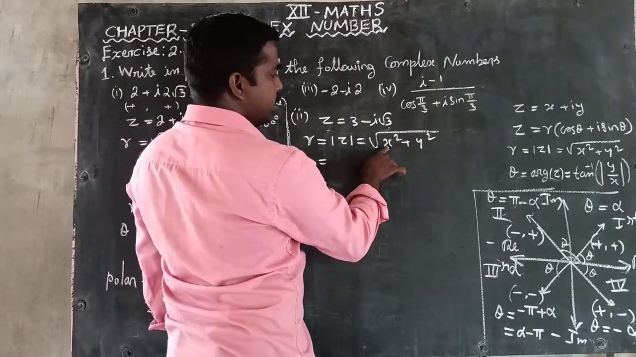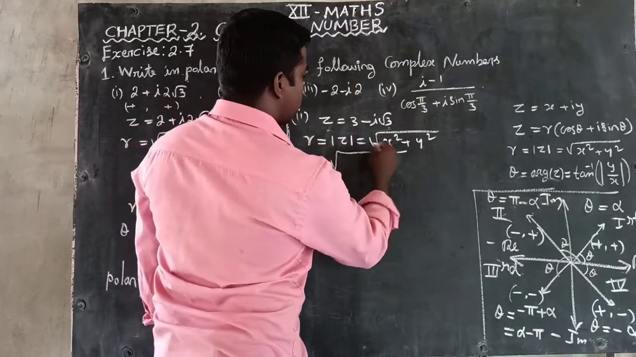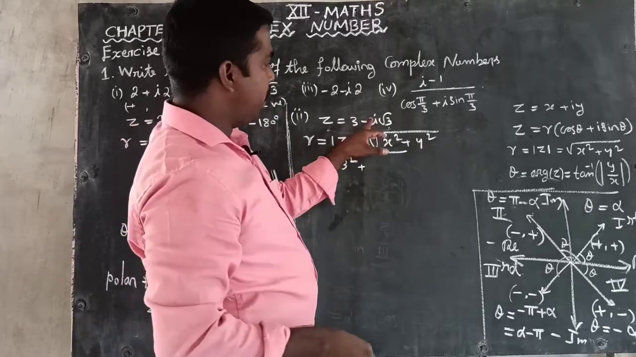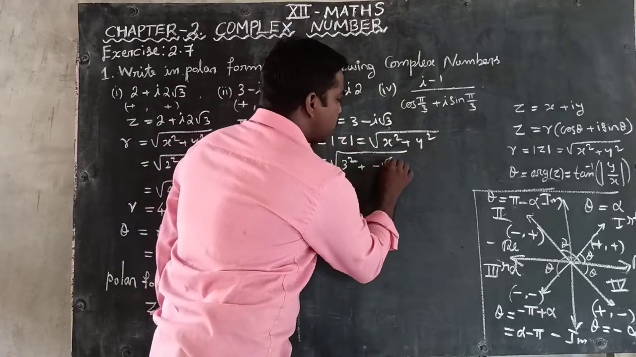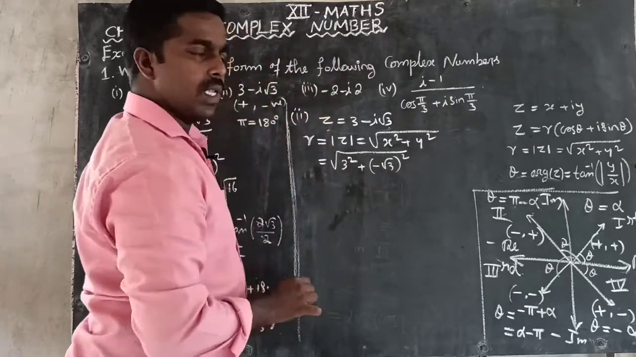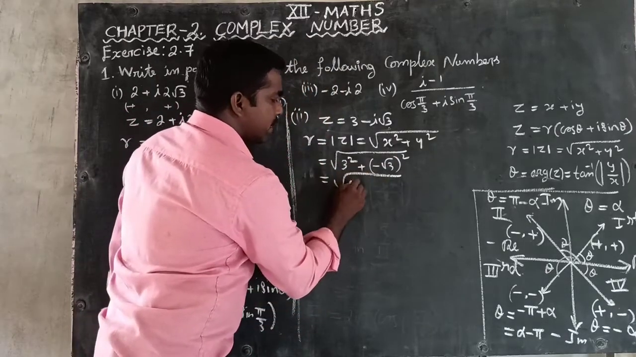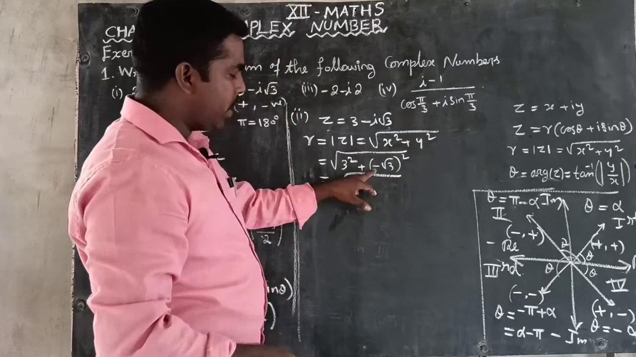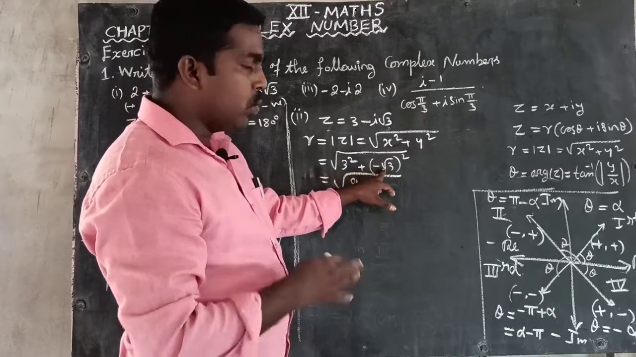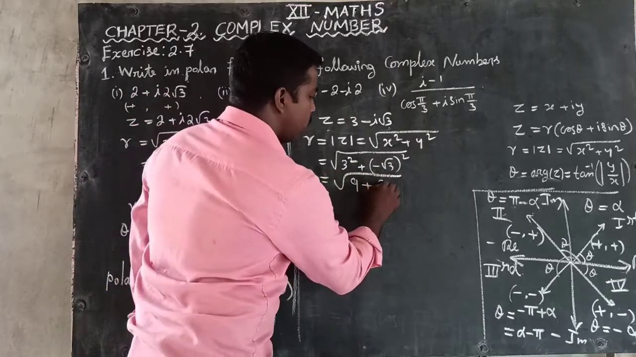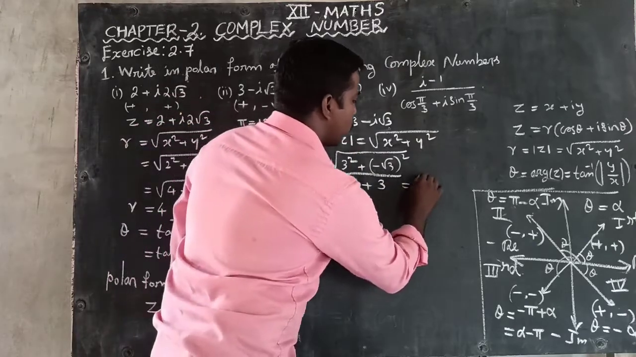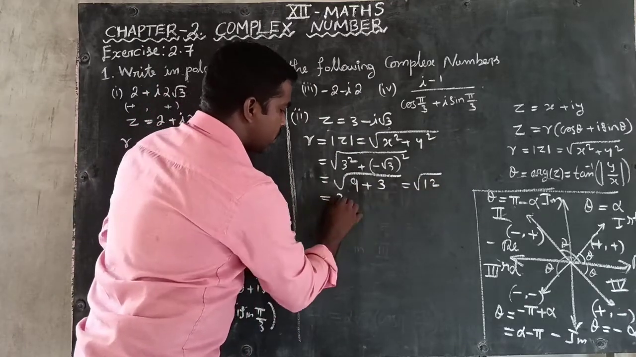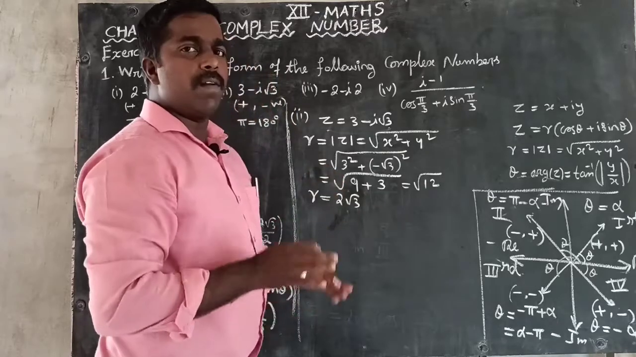So here the x is nothing but the real part, that is 3. So square root of 3 square plus y is nothing but the coefficient of y, that is minus root 3. So minus root 3 the whole square. If you square the value, 3 square is 9. Next plus minus root 3 the whole square. If you square the minus becomes cancel, square root is also cancel, then we have plus 3. So that is equal to root 12. 12 is nothing but 4 into 3. So the square root is nothing but 2 into root 3. So this is value of r.